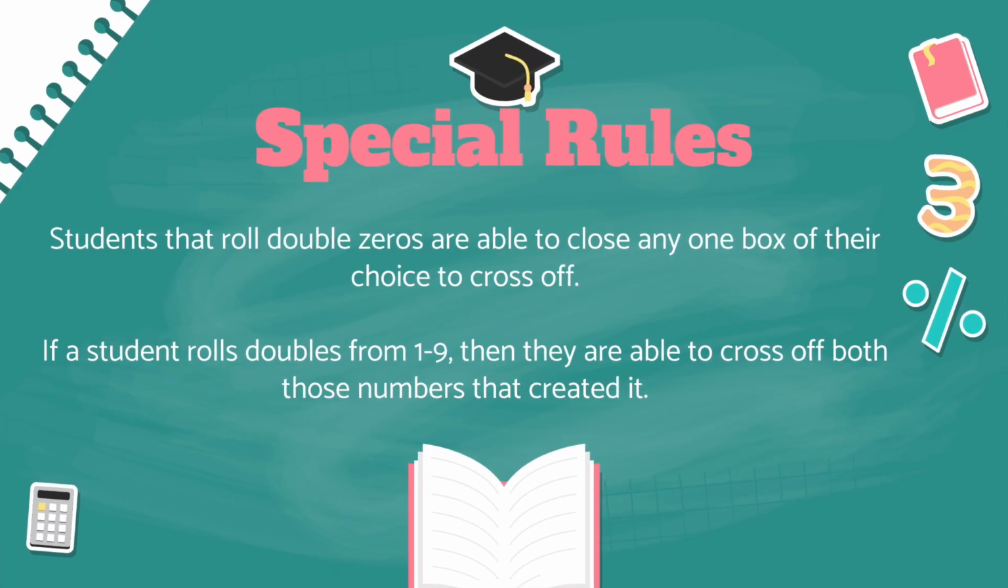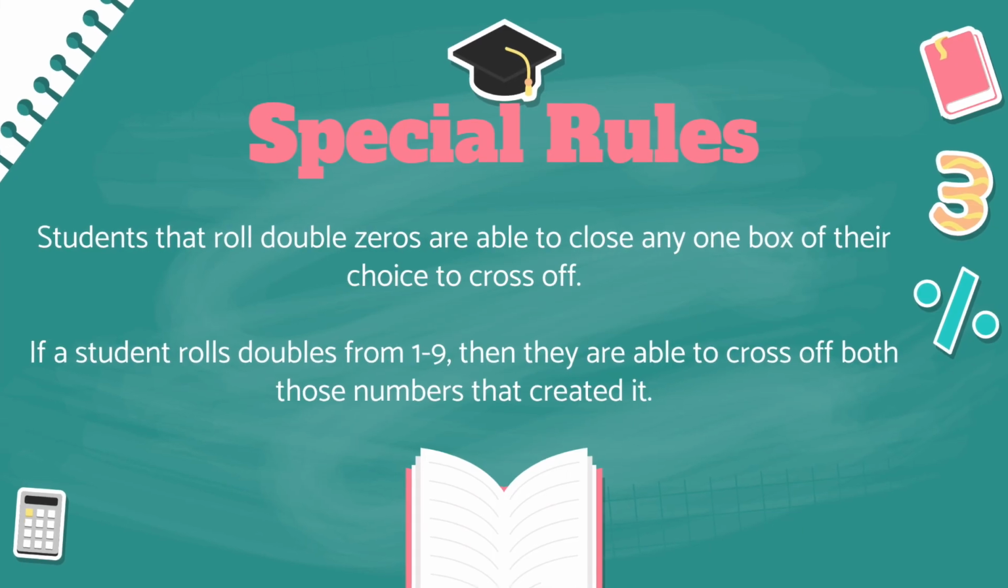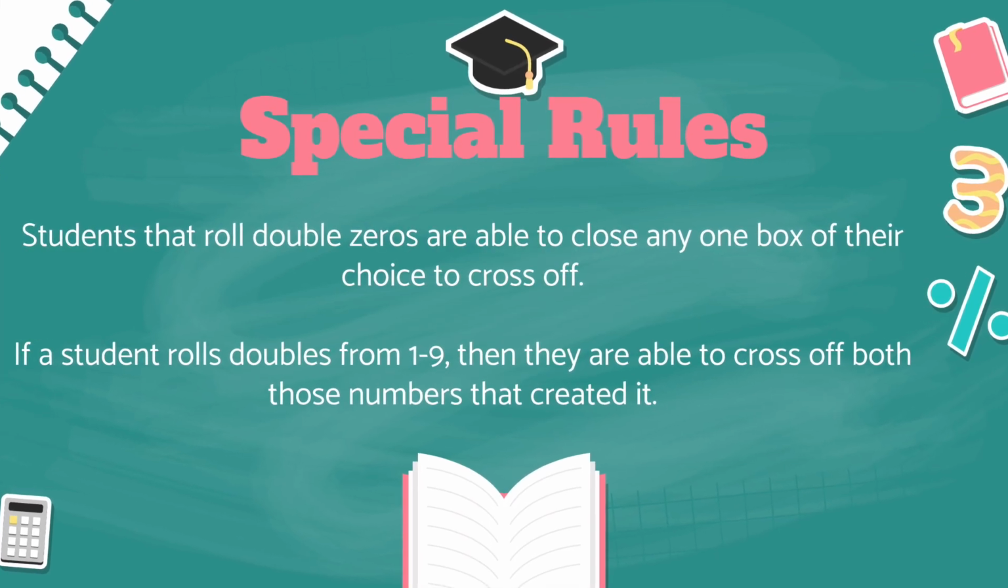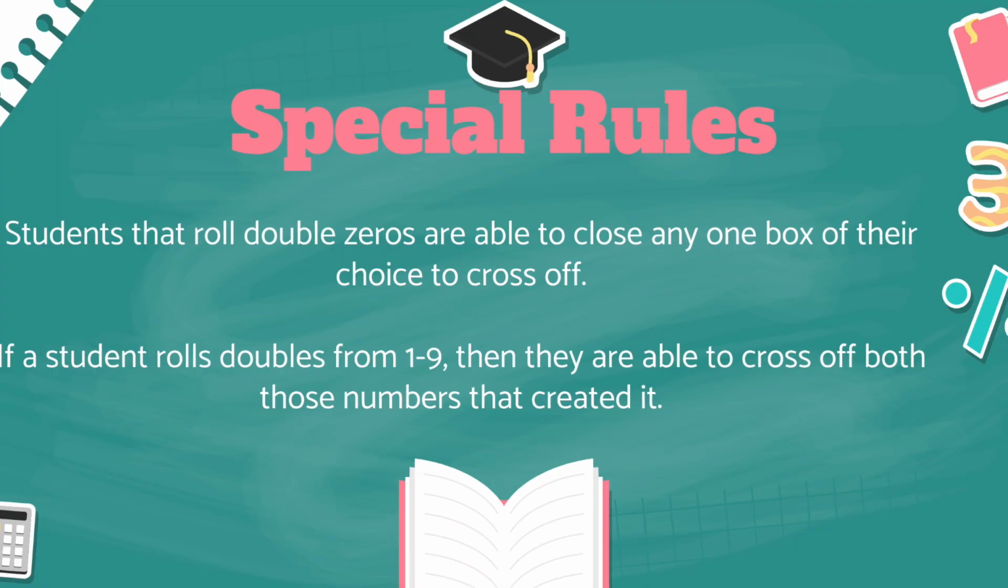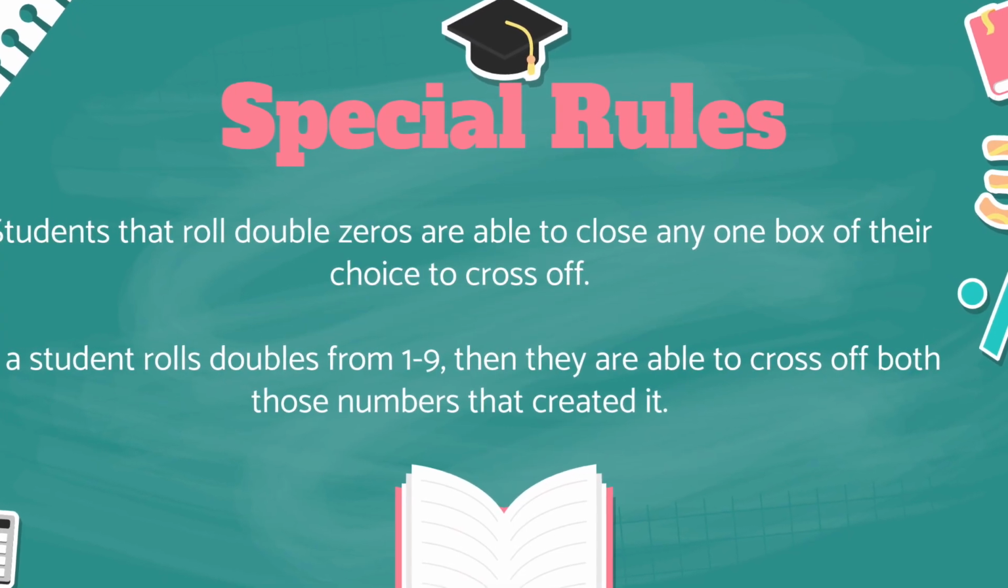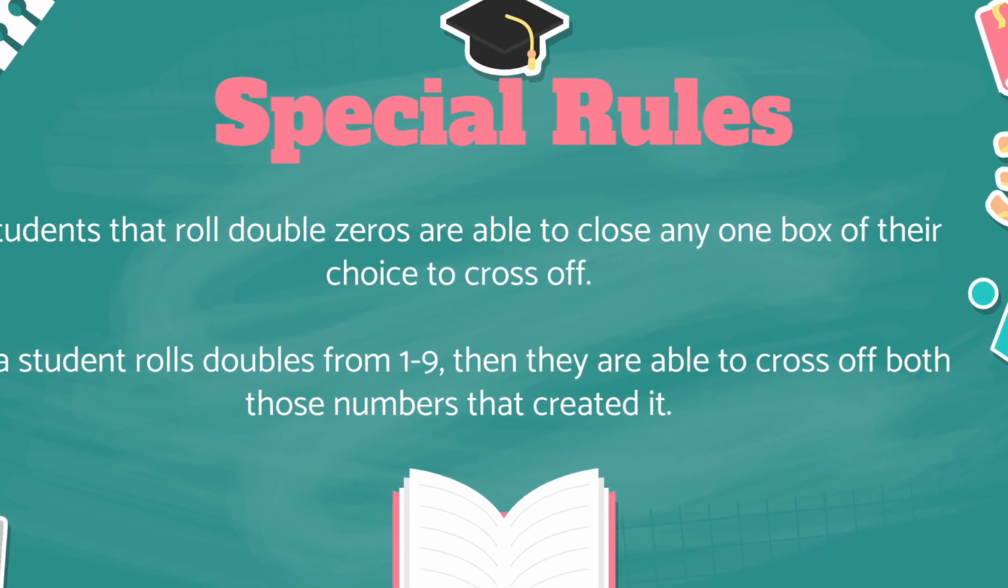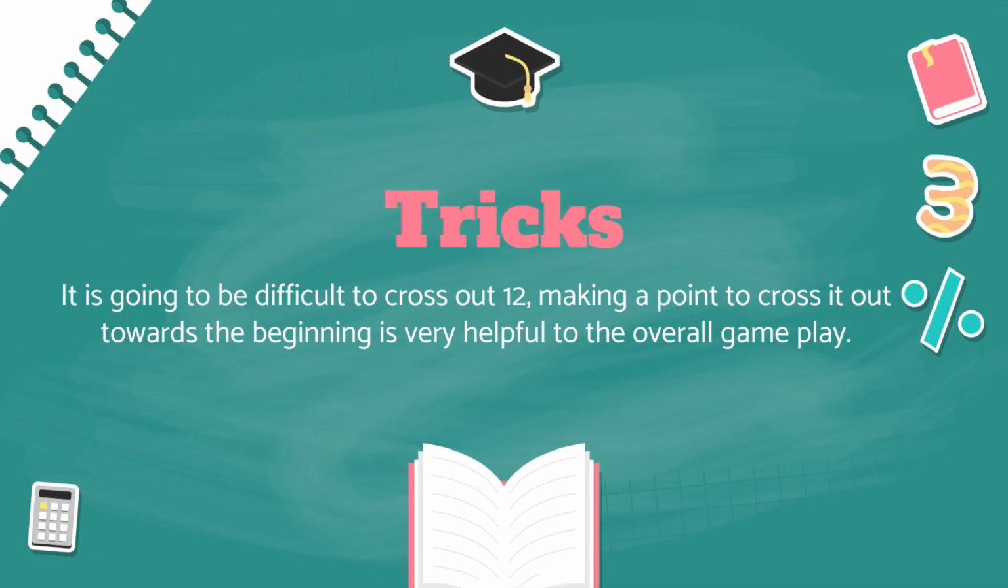Special rules. Students that roll double zeros are able to cross off any one of their factors. If a student rolls doubles from 1 through 9, then they're able to cross off both those numbers that created it. Here are some tricks to gameplay.